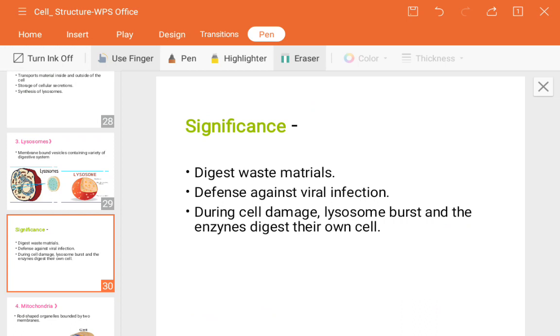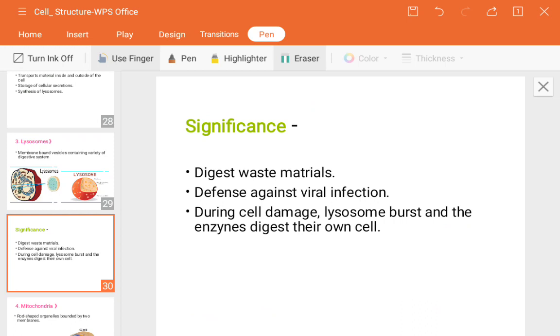So whenever injury or any damage happens, they digest themselves with the help of their own digestive enzyme, that is, a hydrolytic enzyme. According to that situation, they were named suicidal bags. They commit suicide, so they themselves get sacrificed.